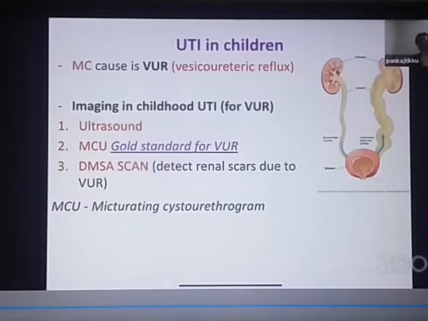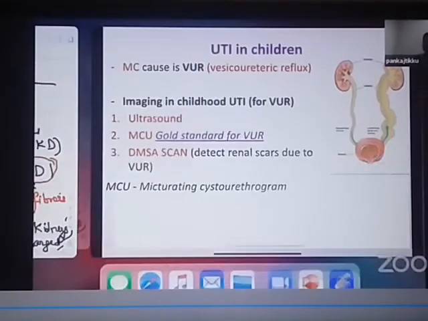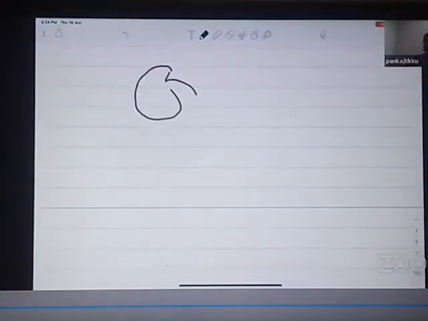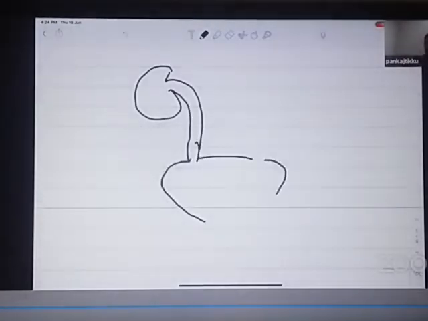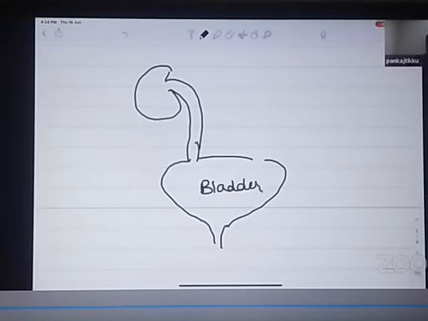Whatever UTIs occur in children, the majority of them occur because of a congenital disorder which is known as a vesicoureteric reflux. Now what is a vesicoureteric reflux? Please try to understand this. This is the kidneys, this is the ureter, then you have the bladder, and then you have the urethra. This is the vesicoureteric junction. Vesico is bladder, ureteric is ureter. So it is the junction between the ureter and the bladder.